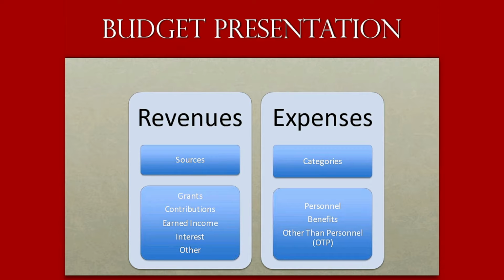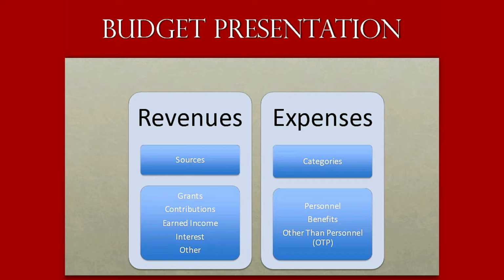Every budget then presents its expenses by category. And then we begin with personnel and benefits. So what do you pay your staff? And then what does it cost to pay taxes, healthcare, and any other benefits provided to them?